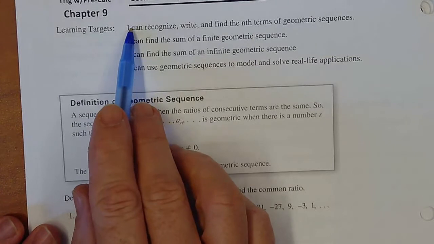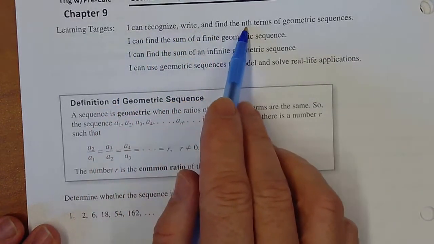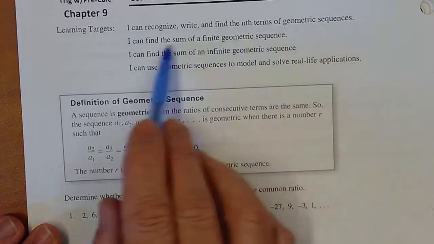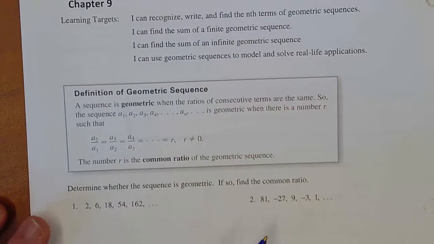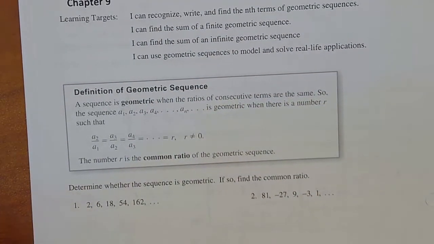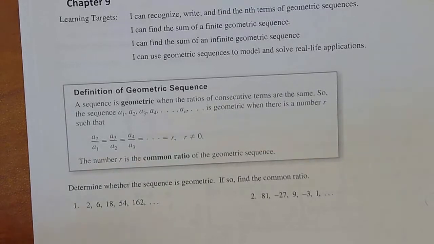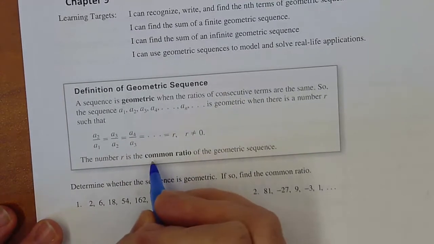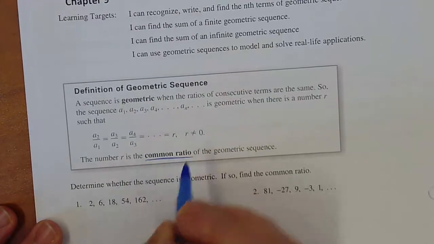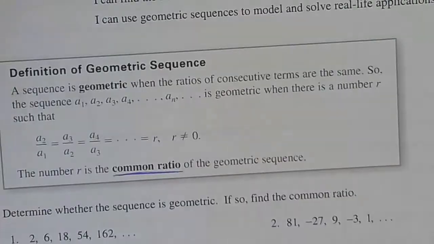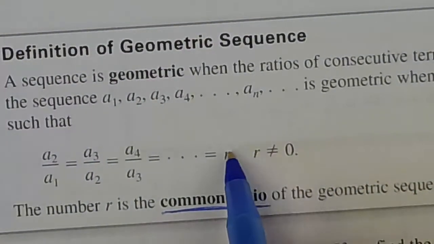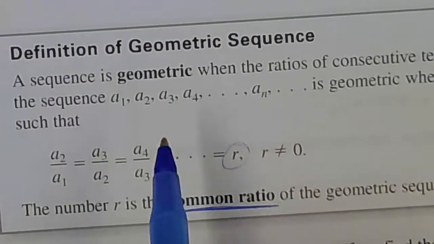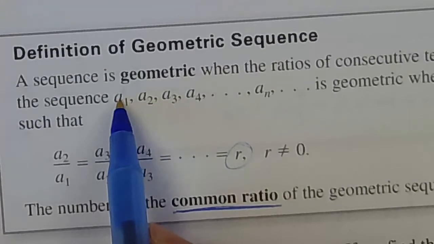We'll get through these first two learning targets. I can recognize, write, and find the nth term of geometric sequences, and then we should get to some of these sums of finite geometric sequences. We know it's geometric if there is some number being multiplied, called a common ratio, from one term to the next. A way to check it is they're showing you that path. To find r, you take a term and divide it by its previous.